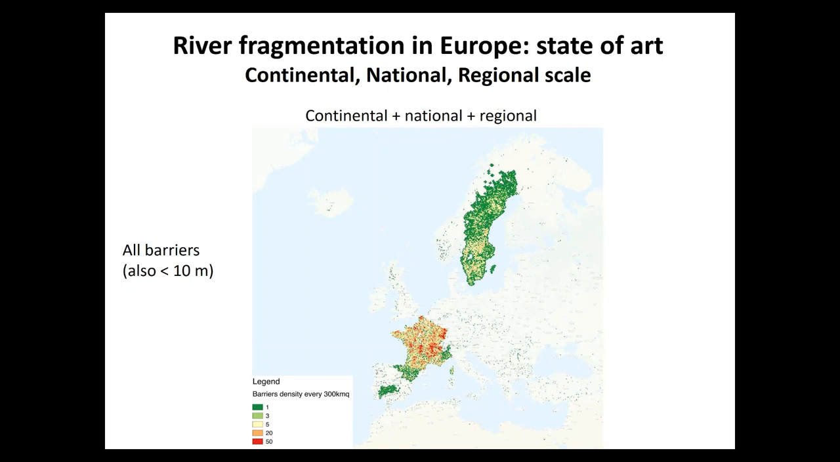If we also add information that we can reach at the regional level, so detailed information on small barriers at the regional levels, we can see effectively that the problem of river fragmentation is worse than what we can expect looking at information at the worldwide scale for larger dams.